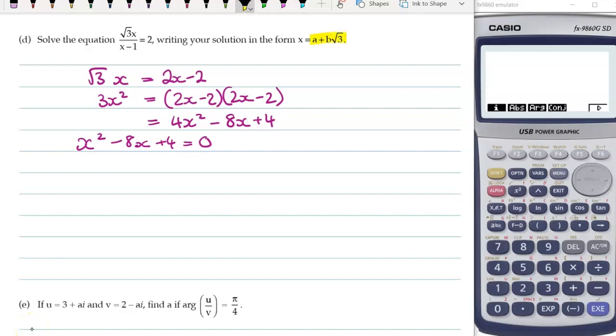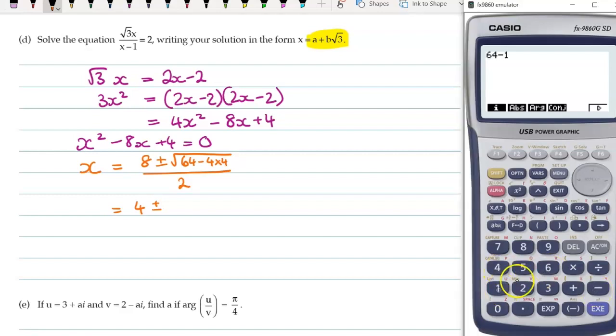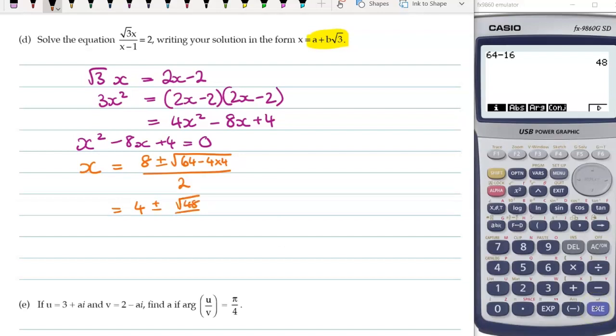There's a clue in the question that the solution is going to be in this form, so it's not going to factorize easily. Let's pop it in the quadratic formula. So minus b plus or minus the square root of b squared minus 4ac, all over 2a. So 8 over 2 is 4, plus or minus. Okay, we've got 64 minus 16 is 48. So I would have the square root of 48 over 2.